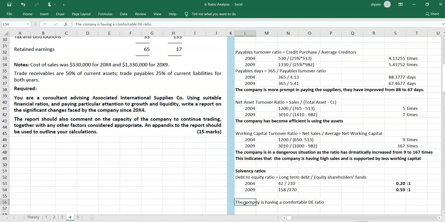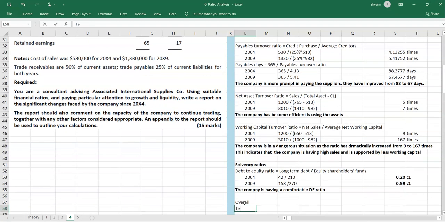So that's about the concept here. If you want to give an overall picture, the company is facing trouble in terms of net profit percentage and working capital.